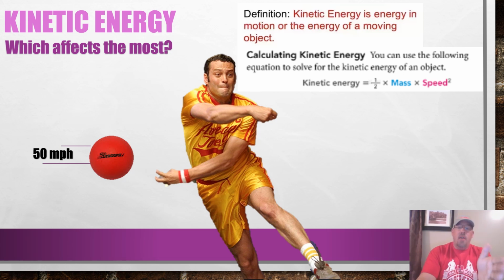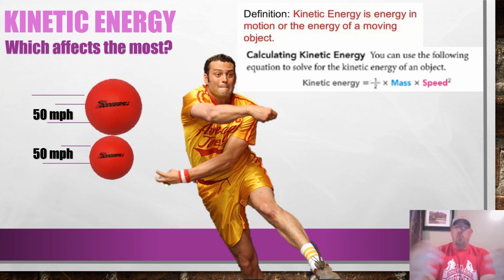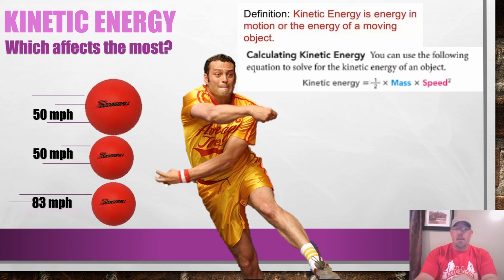But let's say that I throw another dodgeball at 50 miles per hour, but I change its mass. It's twice as big as a regular dodgeball. That would make sense to us that the larger the mass, the more the impact. However, it's not the greatest change on kinetic energy. So if I think about a dodgeball being thrown at 83 miles per hour, which is the fastest one that was recorded, but it's the same size as the original.